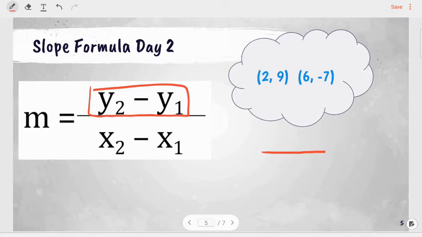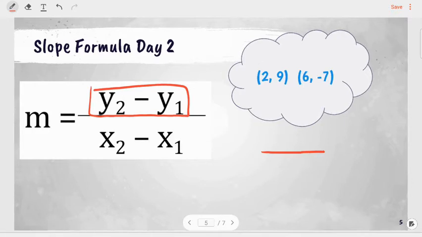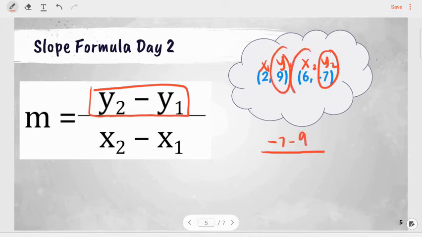Now where do I get this y2 and this y1 from? From my points, and I'm going to label them. This is x, this is y, this is x, this is y, this is point 1, and this is point 2. So I go ahead and insert my values into my equation. y2 is negative 7, so negative 7 minus y1, which is 9, over, in the denominator, x2, which is 6, minus x1, which is 2.